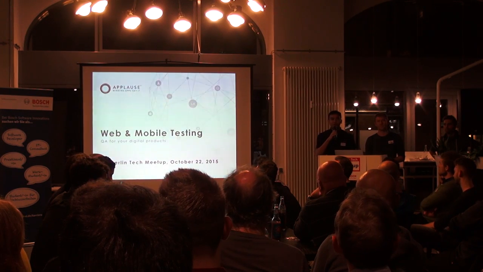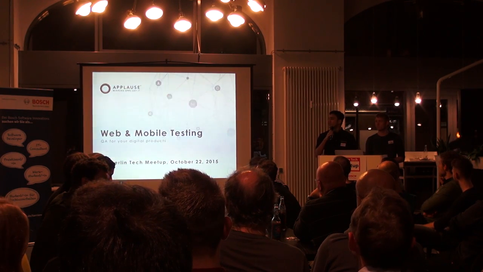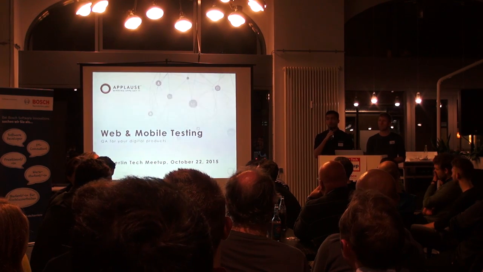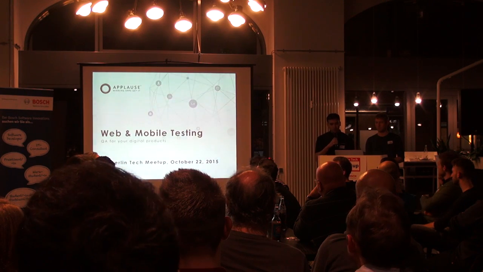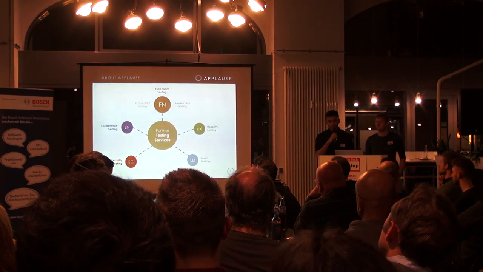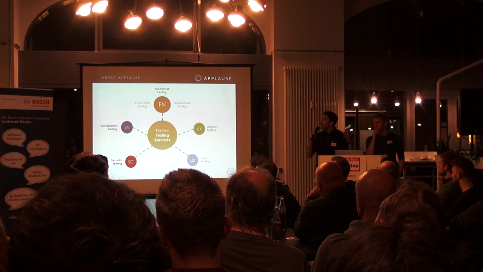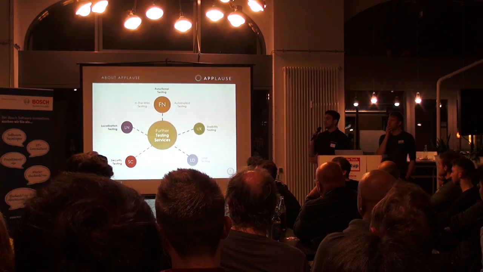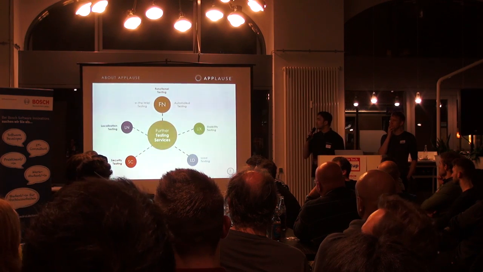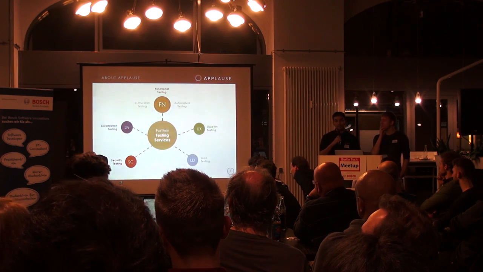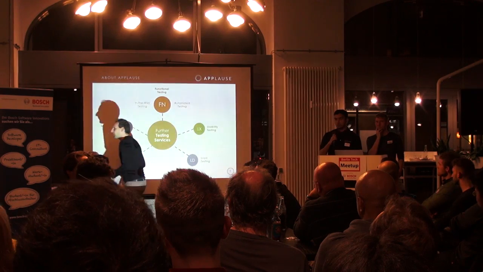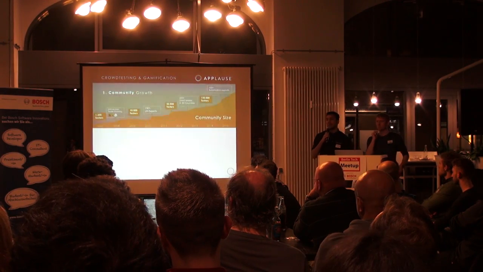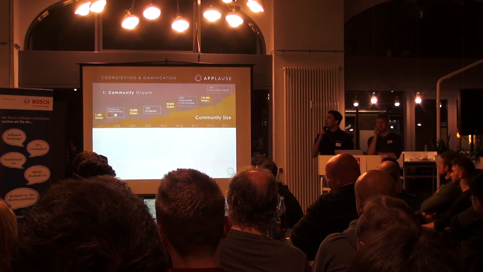So what we are going to do is first say what we do, then say why we do it, and then show you how we do it. This is what we do in terms of testing: functional testing, manual testing, localization, security, load testing, usability, and also automation. What's special is that we do crowd testing and we include gamification.